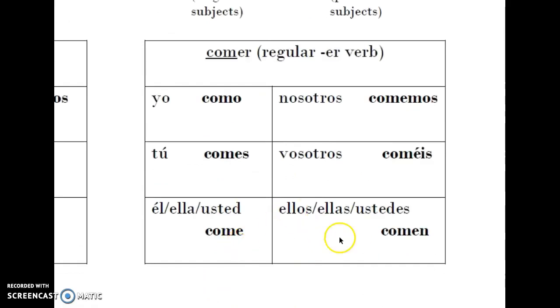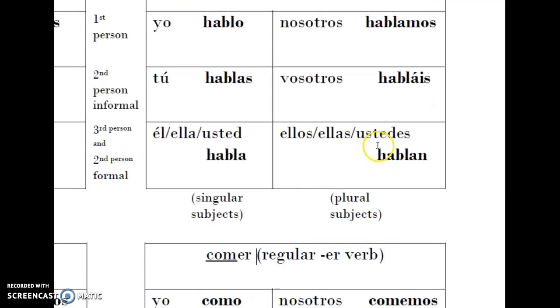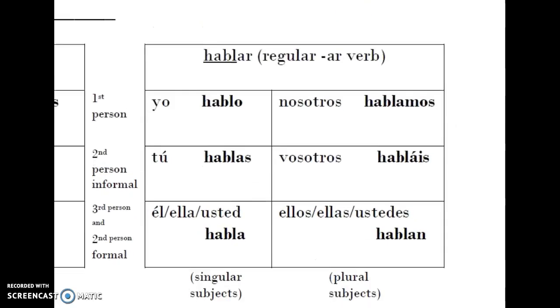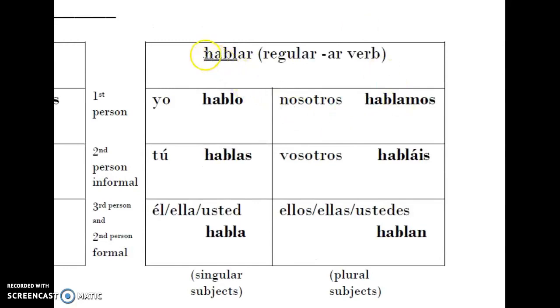Go up here to the example of an ER verb, comer, to eat. Our stem is C-O-M, so we're going to take off the ER ending and replace it with these other endings that correspond to the different subjects. And then I have an example of an AR verb, hablar. So we have the stem, H-A-B-L. We're going to take off the AR ending and replace it with these other endings that correspond to the different subjects.